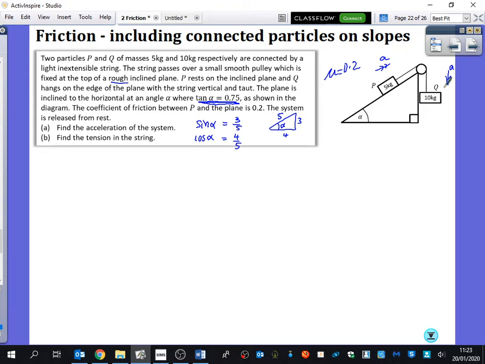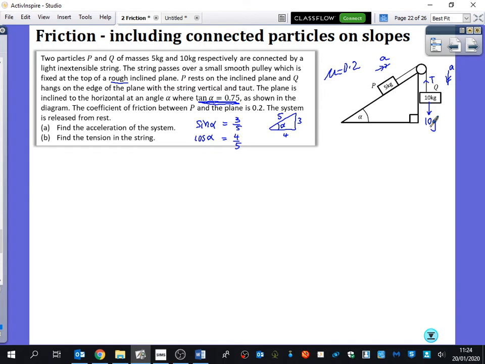So let's just concentrate on this Q particle to begin with. Imagine that you were that particle. What do you feel? Tension. Which way? Up. So tension up and weight down. That's what it feels like if you are that particle.